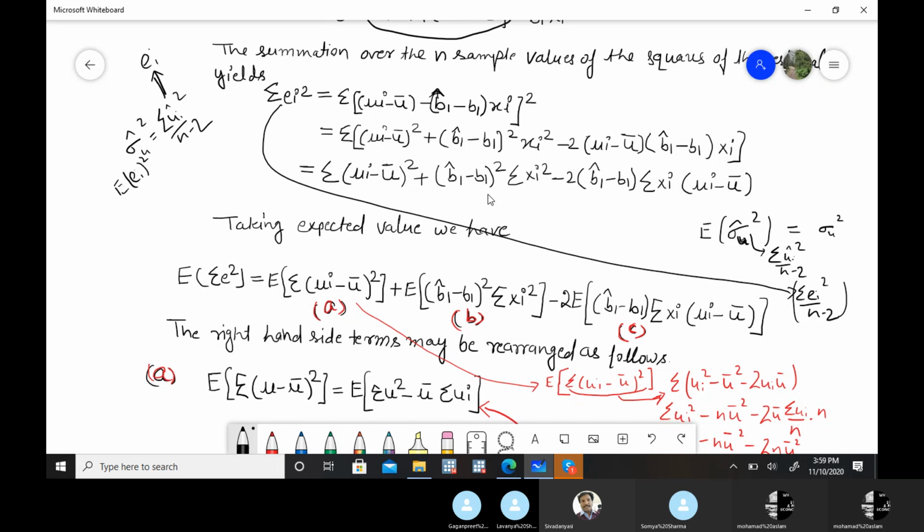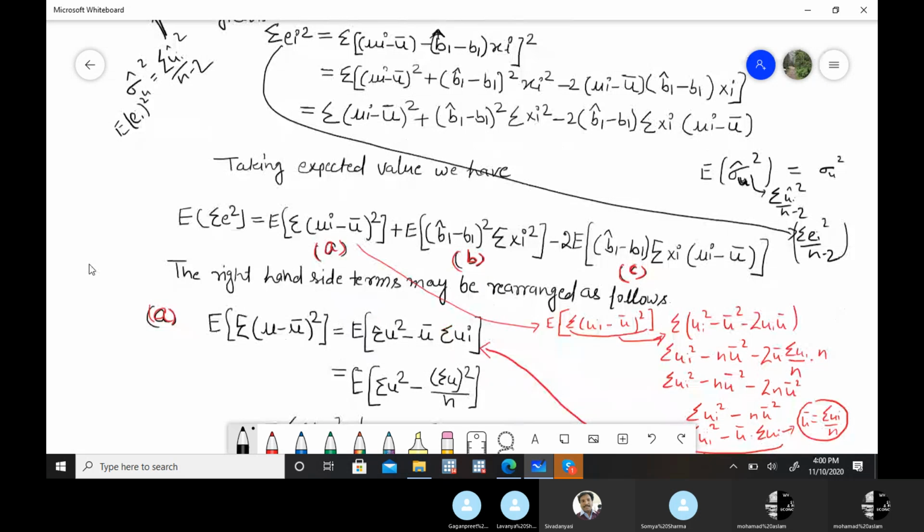If you open this expectation, we now have three different terms: the first one, second one, and third one. We have to solve these three terms one by one. Any doubt so far, in the question of what exactly we are doing and why we are doing it?